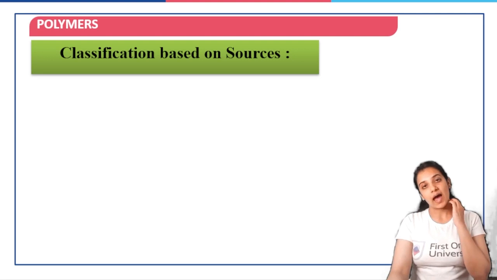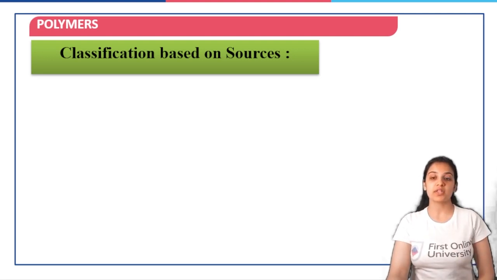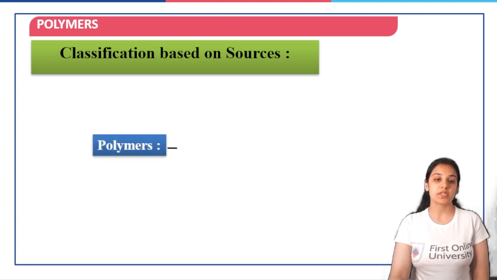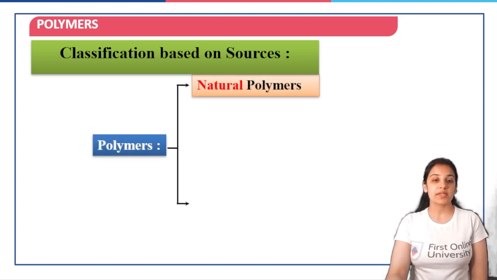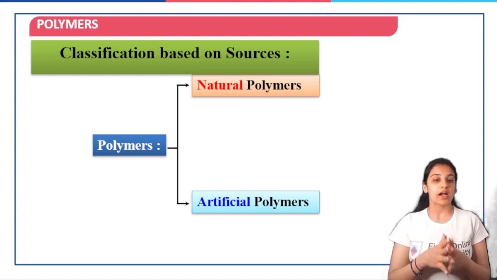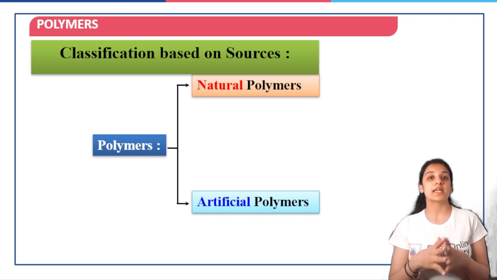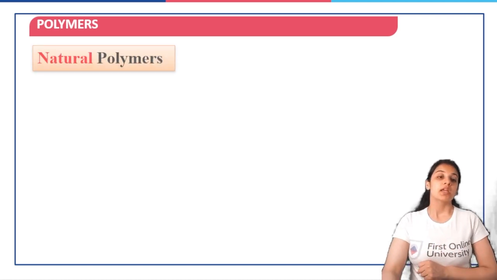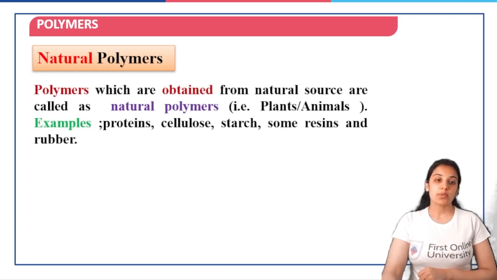Let's first of all look at the first classification, that is classification on the basis of the source, that is from where they are obtained. Now, polymers on the basis of source can be classified into two types. One is natural polymers, the other is artificial polymers. Now, as is clear from the name itself, natural polymers are those which are obtained from nature, and artificial polymers are those which are synthesized by man. Okay. Let us have a look at natural polymers first of all.